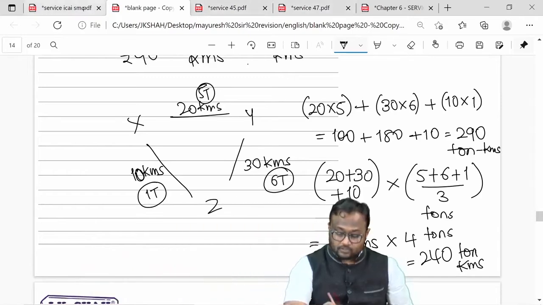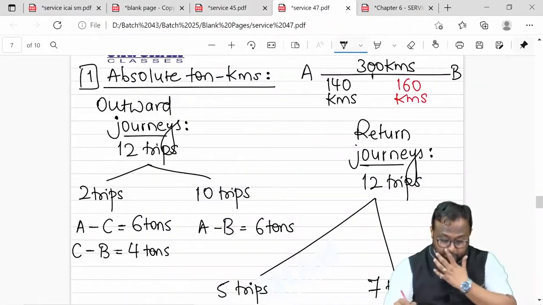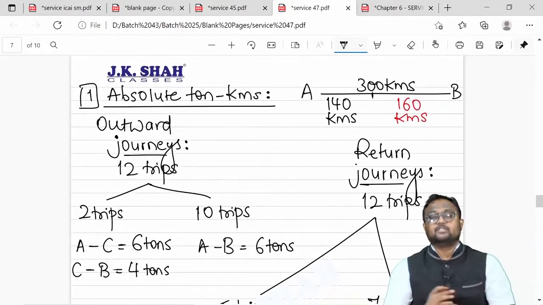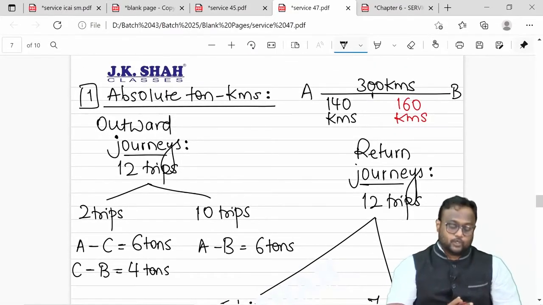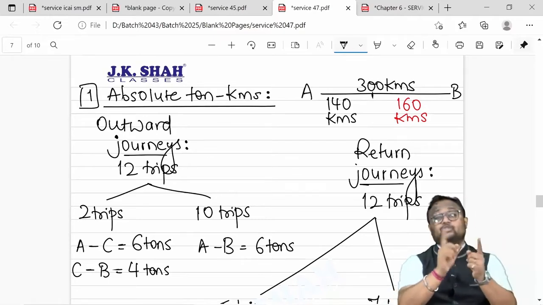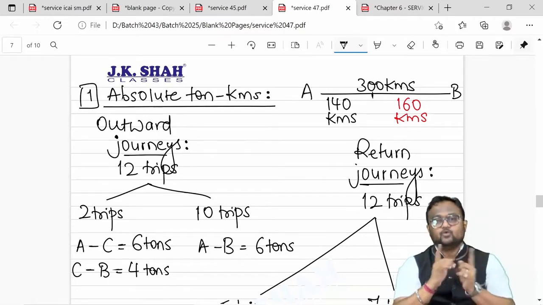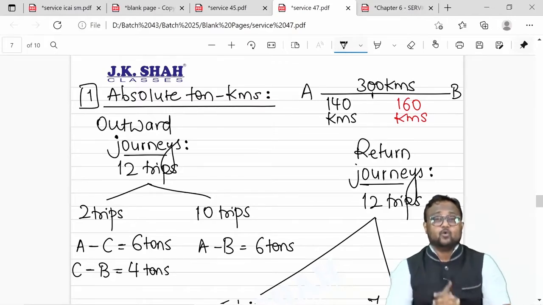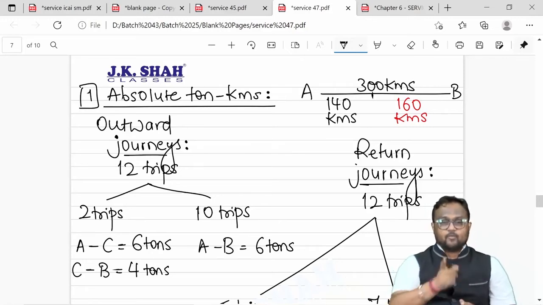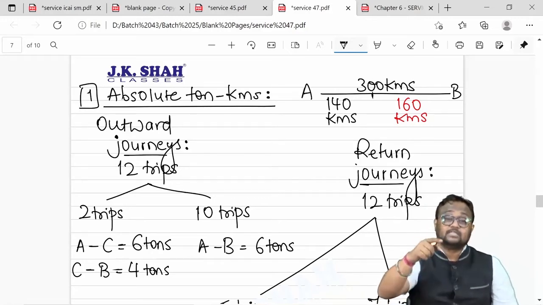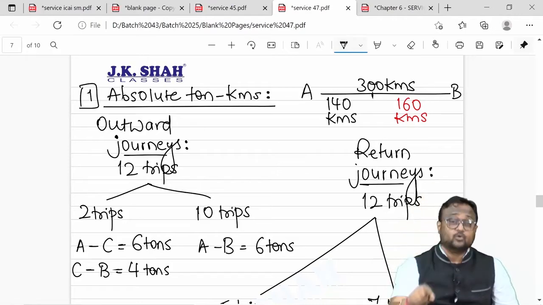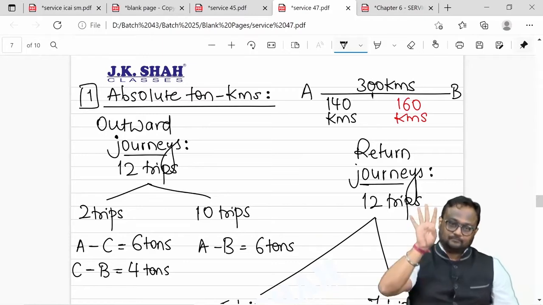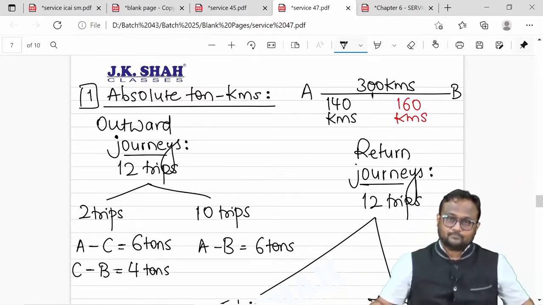See, so here we were supposed to calculate ton kilometers. So 12 journeys were there. In the first 2 journeys, you started your journey with 6 tons from A. You dropped 2 tons at C. So from A to C, you carried a full load of 6 tons. At C, you unloaded 2 tons. So you were left with 4. So from C to B, you must have traveled with 4 tons.